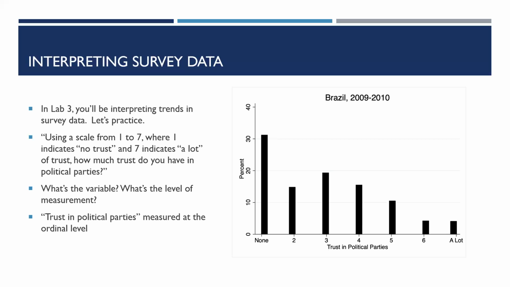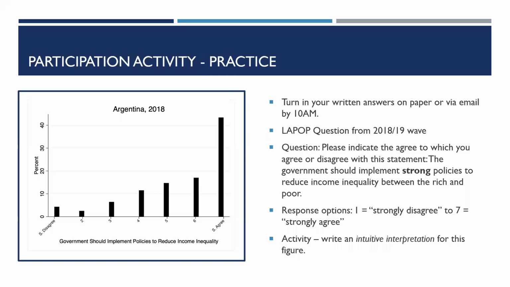And here we can see that the majority of Brazilian respondents in this survey indicated that they had absolutely no trust in political parties. Only a very small percentage of participants said that they had a 6 or a 7, a lot of trust. So what we'll end with is this brief little participation activity based on similar data.